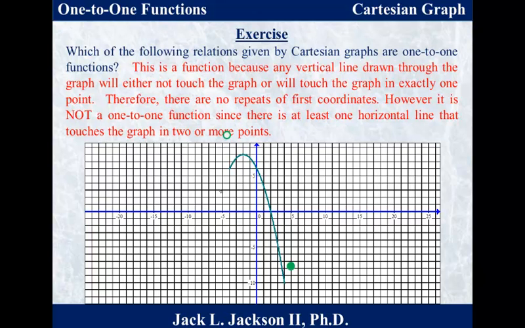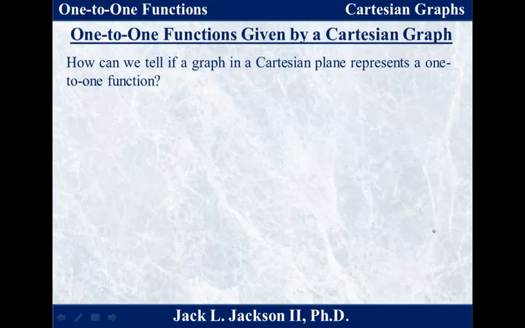it is not a one-to-one function because there's at least one horizontal line that touches the graph in 2 or more points. For example, if we go up here to 5, 6, say to 7, and draw a horizontal line at y = 7, it's going to cross the graph at a point over here, and also over here. And so we get 2 ordered pairs, both with the same second coordinate. So it fails the horizontal line test. So this one's a function, but not one-to-one.